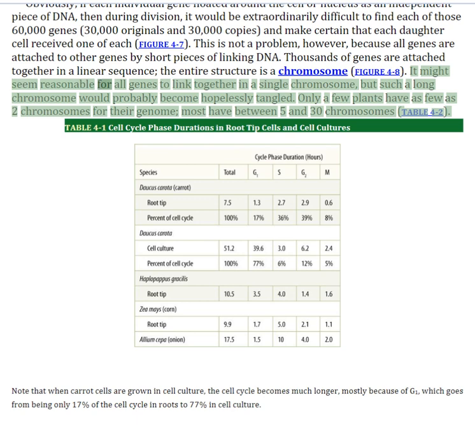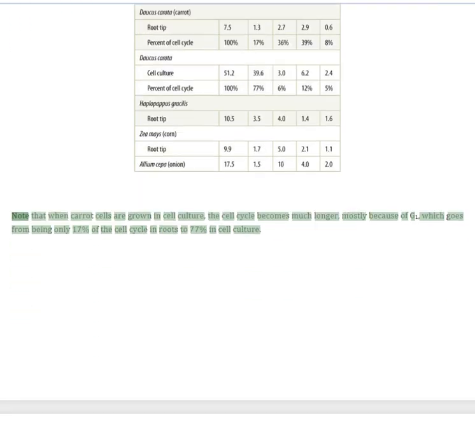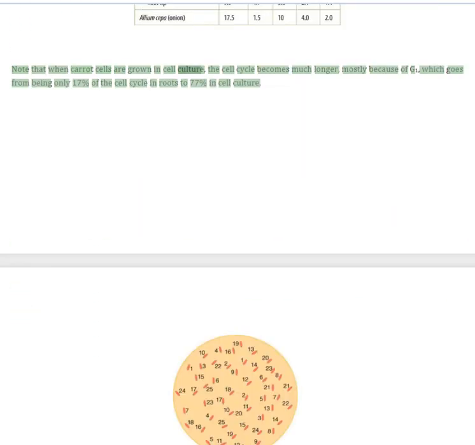It might seem reasonable for all genes to link together in a single chromosome, but such a long chromosome would probably become hopelessly tangled. Only a few plants have as few as 2 chromosomes for their genome. Most have between 5 and 30 chromosomes. Table 4:1 Cell cycle phase durations in root tip cells and cell cultures. Note that when carrot cells are grown in cell culture, the cell cycle becomes much longer, mostly because of G1, which goes from being only 17% of the cell cycle in roots to 77% in cell culture.